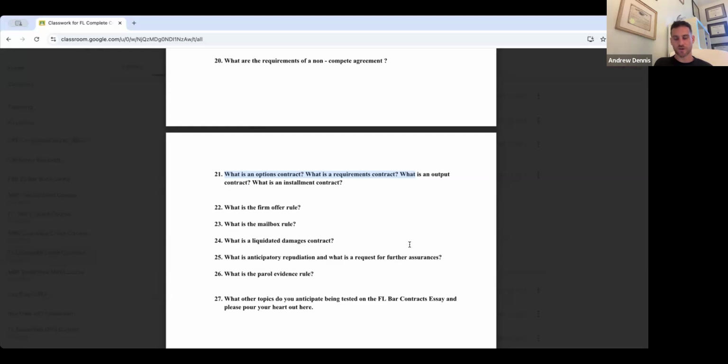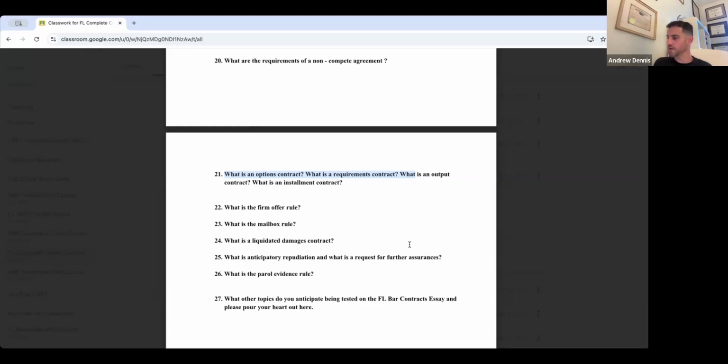Anticipatory repudiation is when one party unequivocally demonstrates an intent not to honor the obligations of a contract, right? It has to be clear and unequivocal. And then a request for further assurances is an ask for assurances that there won't be a failure to perform. And merchants have 30 days to respond to that under the UCC.